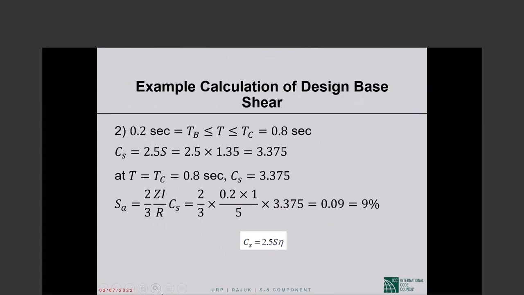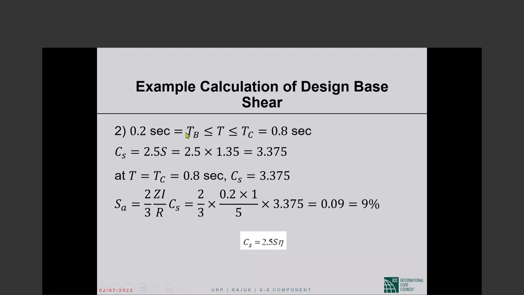Remember, our operating equation is V is equal to S sub A times W. In BNBC, that's what it is. V and W have the same units. It is the unit of weight. Here it is kips, you have kilonewton or whatever. So the S sub A is a number, doesn't have a unit. It was 0.09 at the end of the ramp.